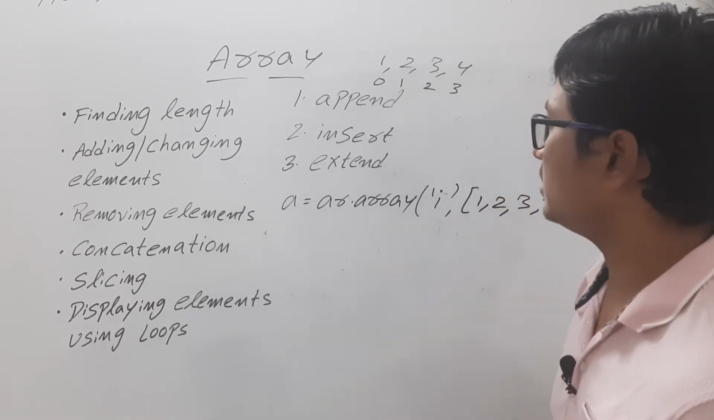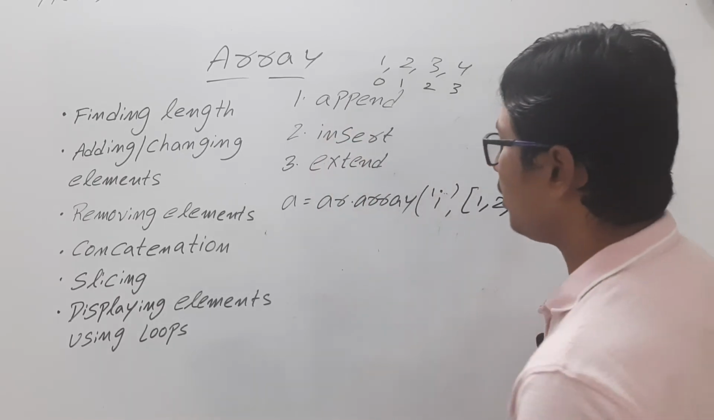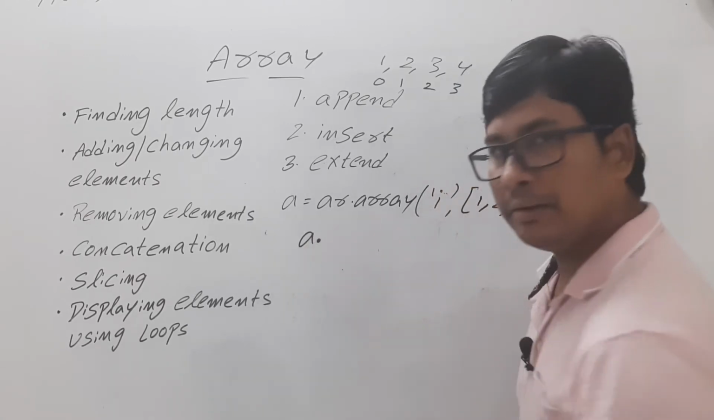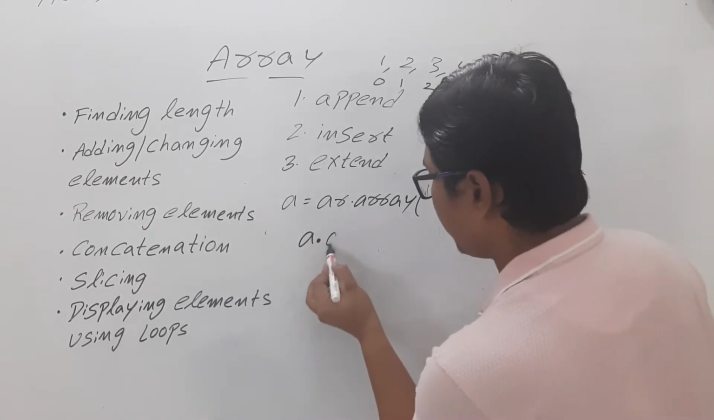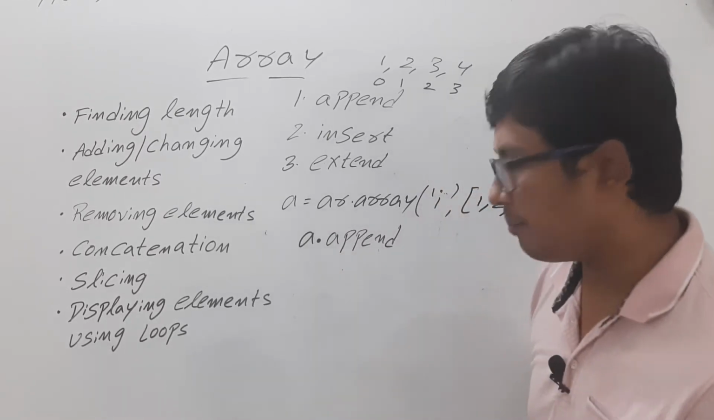How can I do that? The first way I can do it is using append. Now how I will do it is: array name dot append.